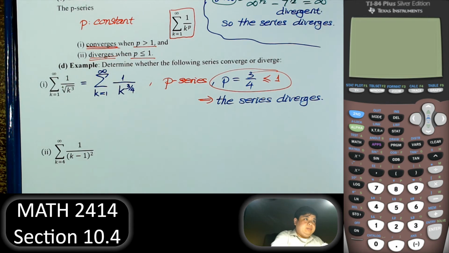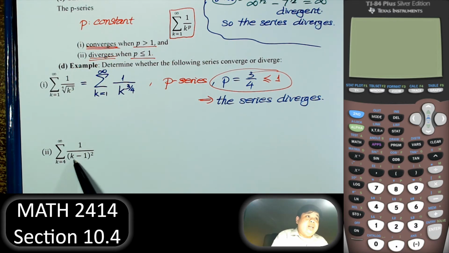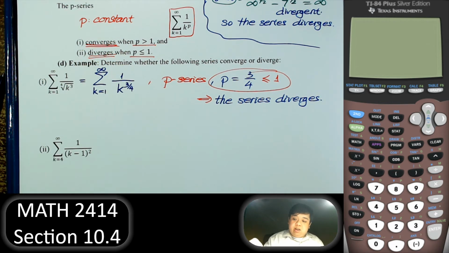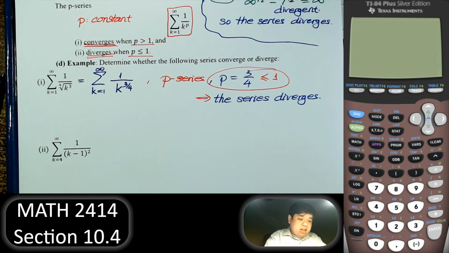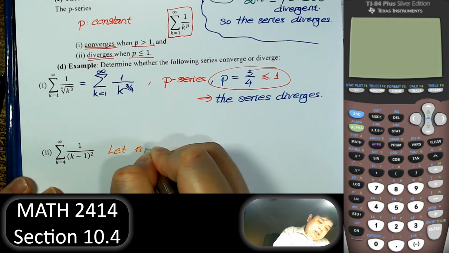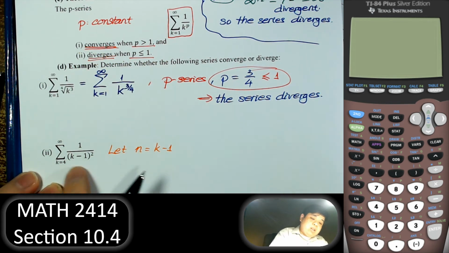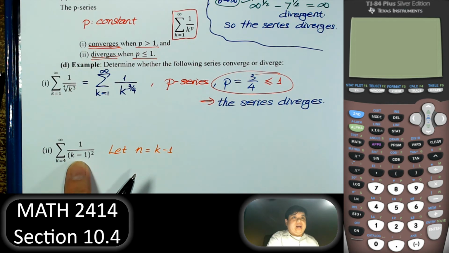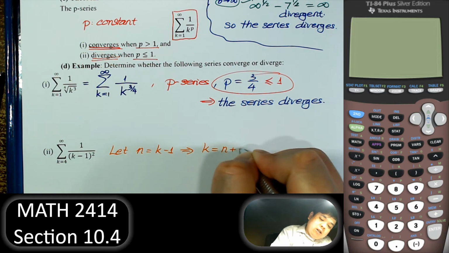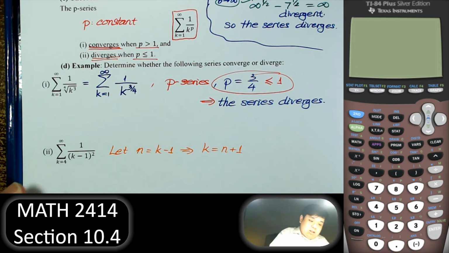Right, next. Before we do anything, note that in the P series, this has to be just the index. It cannot be something else. So I'm going to change the index first. Let's say we need this just to be the index. So we can say let n equal k minus 1. When we substitute in here, it's just 1 over n squared, right? When n equals k minus 1, we can say k equals n plus 1, and we can substitute in this series.